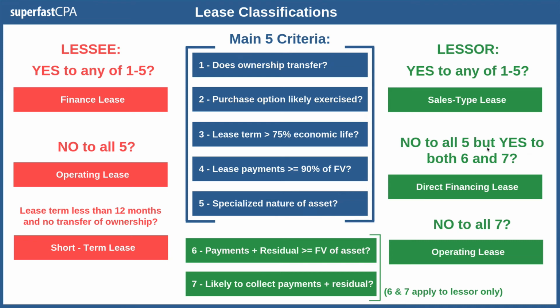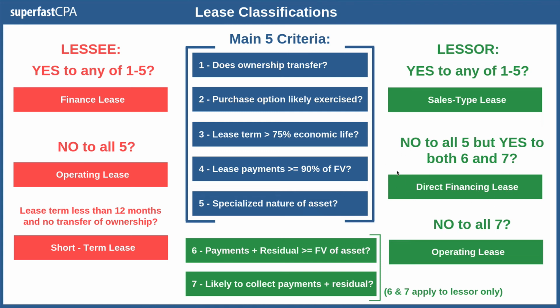If it's a no to all 5, then you come down here for 6 and 7. Again, only for the lessor. Do the lease payments, the total of the lease payments plus the guaranteed residual value, is that greater than or equal to the fair value of the asset? If that's a yes, you come to number 7. Is it likely that the lessor will collect everything, meaning all the lease payments and the residual value? If those are both a yes, then the lessor has a direct financing lease.